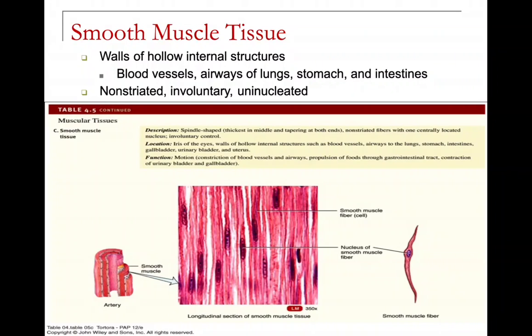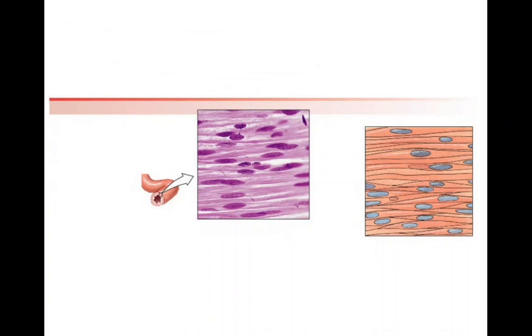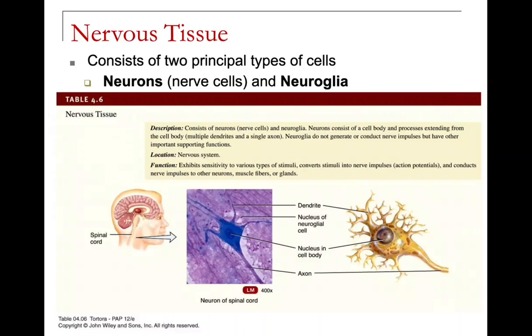So smooth muscle, this would be in the walls of hollow internal structures, things like blood vessels, airways in your lungs, the stomach, the intestines. It's non-striated, so it does not look like it has stripes. It's under involuntary control as well, and uninucleated. So this is going to help move food through your gastrointestinal tract, contraction of the bladder, gallbladder, uterus. So some more examples of it.